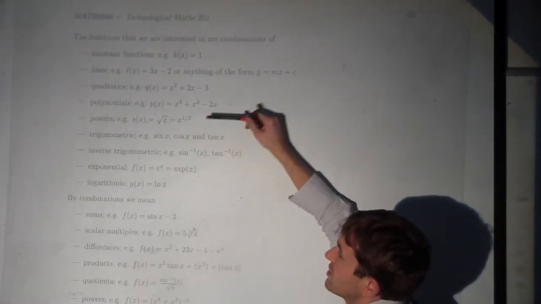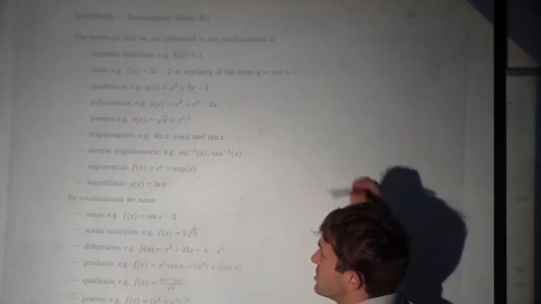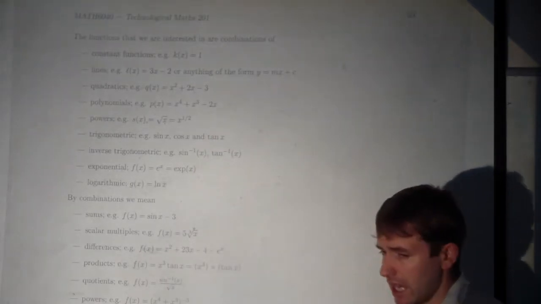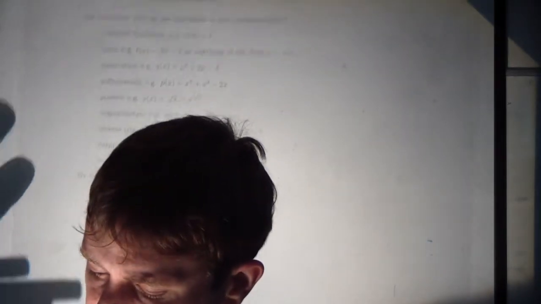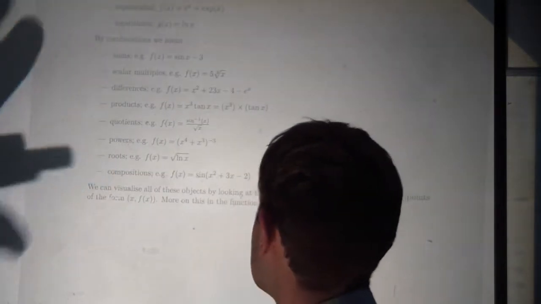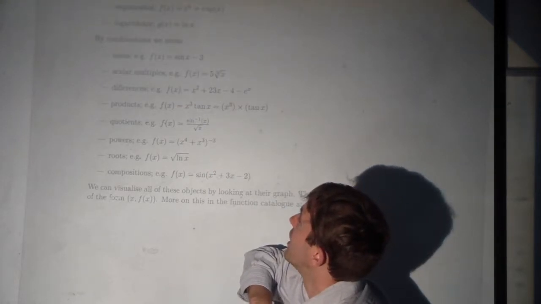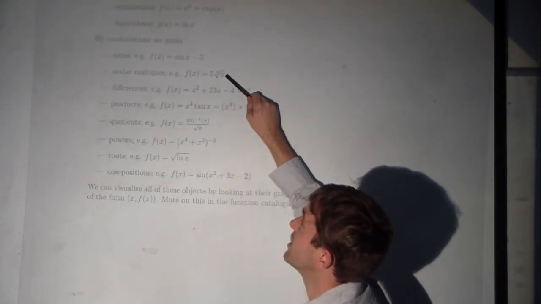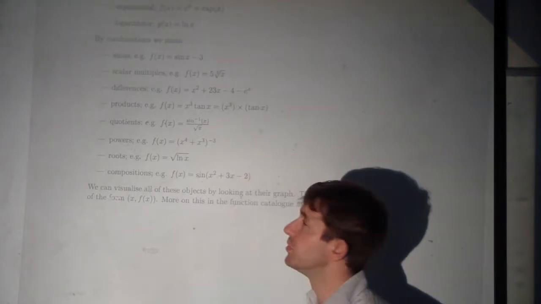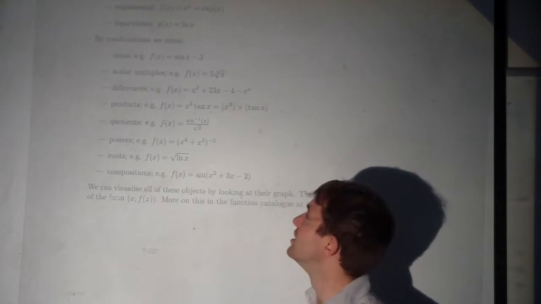Trigonometric functions, sin x, cos x, tan x. So these are all things where you put a number in, you get a number out. Inverse trig, exponential, and log. And what you studied were combinations of these. So what I mean by a combination is a sum of functions. For example, sin of x plus minus 3. Scalar multiples. So say the power function, the cube root of x times 5. Differences, well, that's the same as sums really.